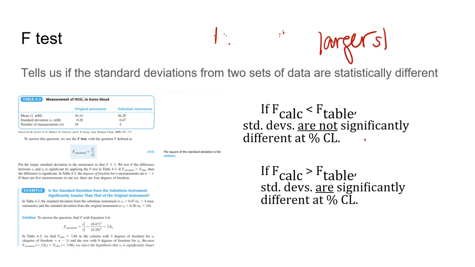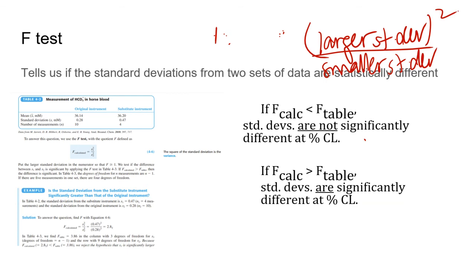So larger standard deviation and smaller standard deviation right here at the bottom. Then what you're going to do is square it, okay? And after you do that, you're going to look at the F calculated and F table. So you're going to have a table similar to the z-score table, which you look up to determine if it's significant or not.